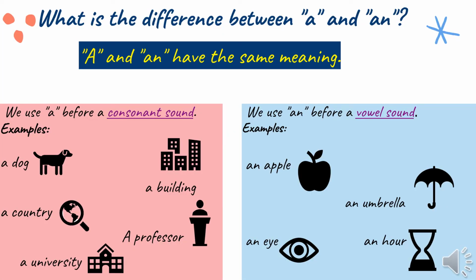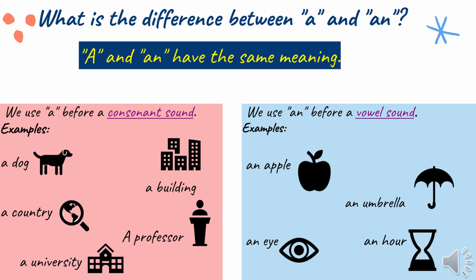What is the difference between a and an? A and an have the same meaning. We use a before a consonant sound. For example, a dog, a building, a country, a professor, a university. Whereas we use an before a vowel sound.